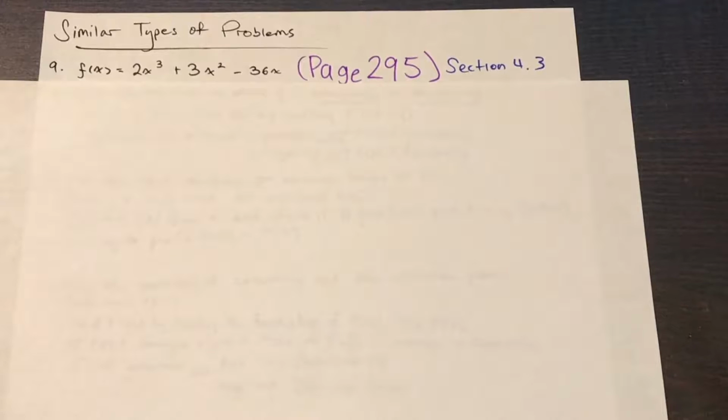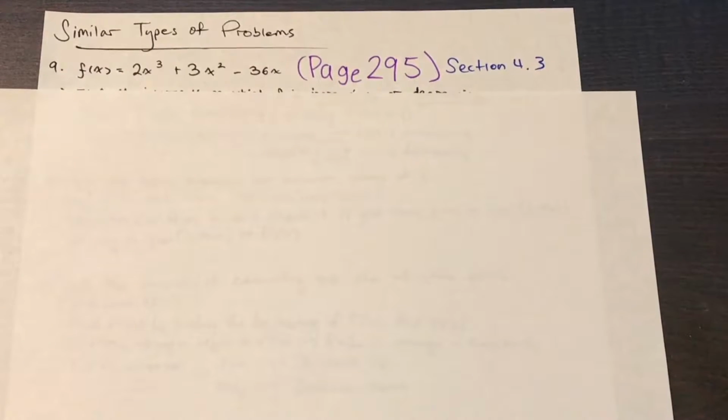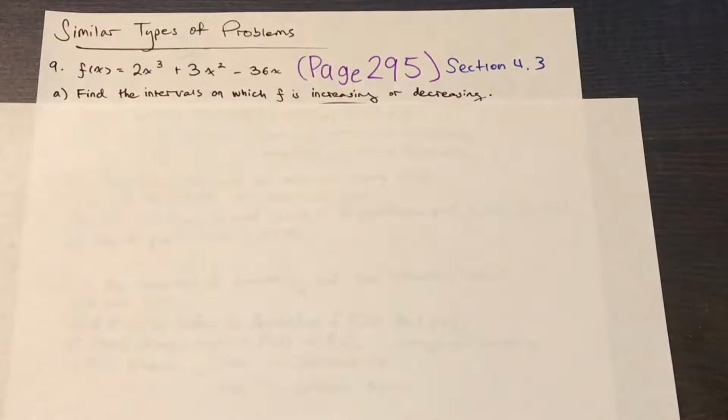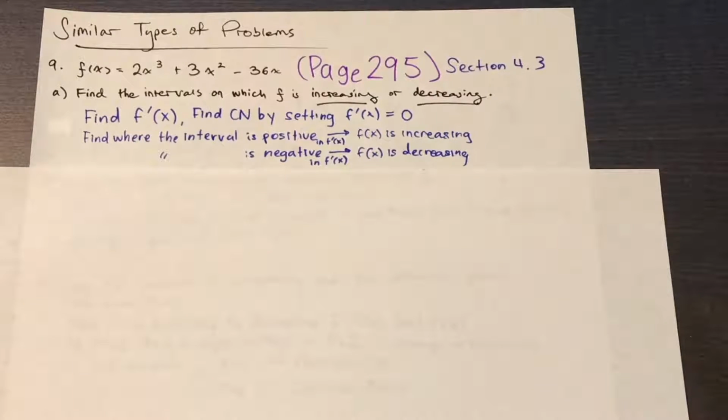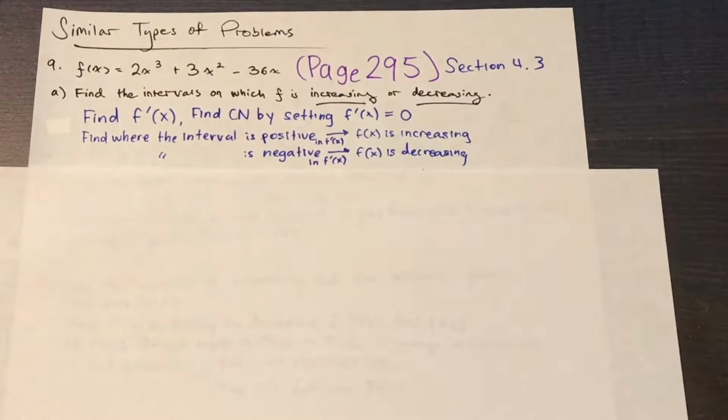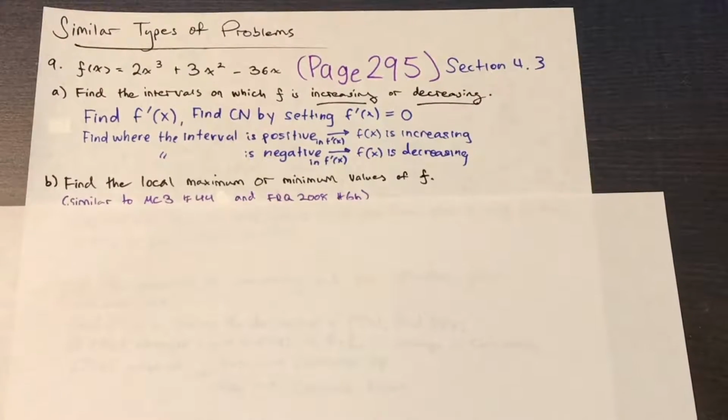Let's look at number 9 from page 295. f of x equals 2x cubed plus 3x squared minus 36x. A. Find the intervals on which f is increasing or decreasing. So do this by finding f prime of x and finding the critical numbers by setting f prime of x equal to 0.